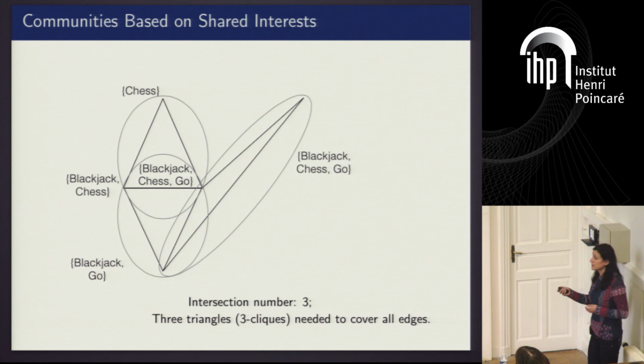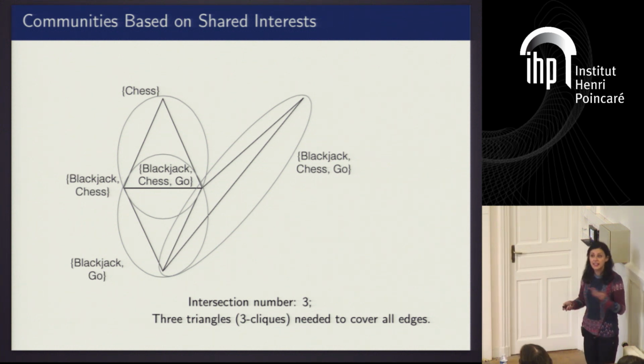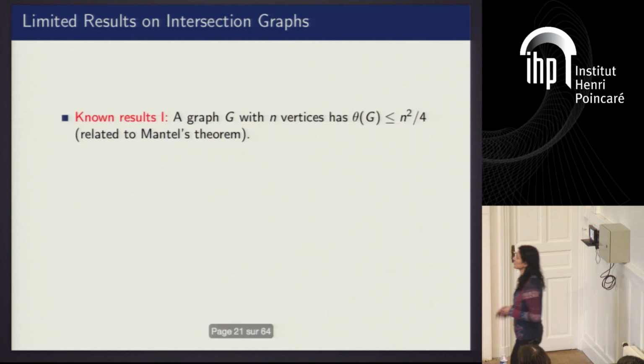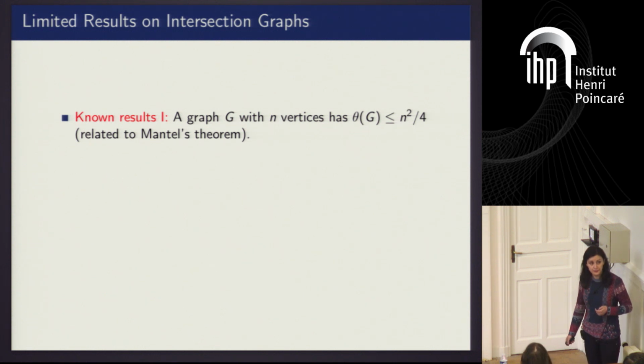So this is basically just an example of Erdős's result that says the intersection number is equal to the edge clique cover of a graph, and that is an NP-hard problem, as I mentioned on the previous slide. Is it in NP? I think so, yeah.